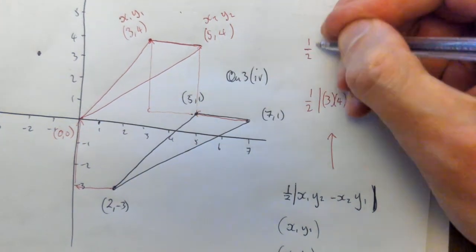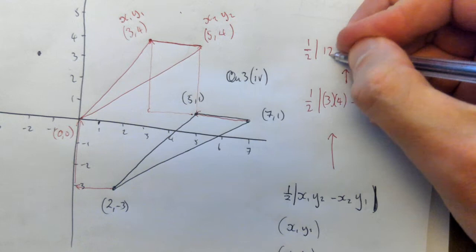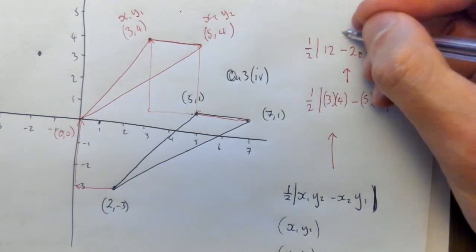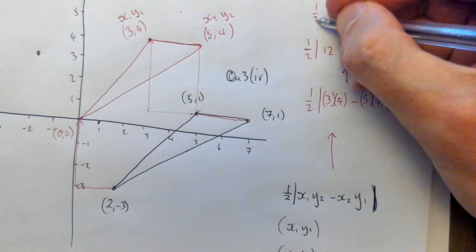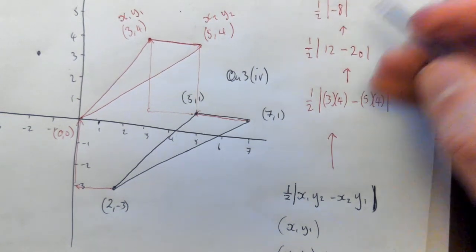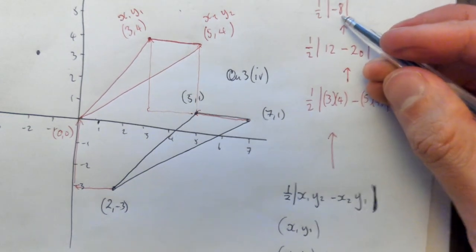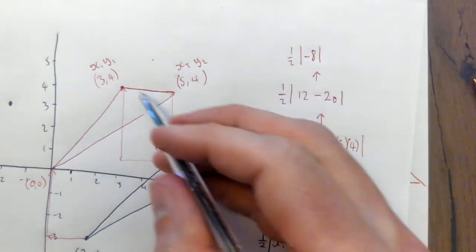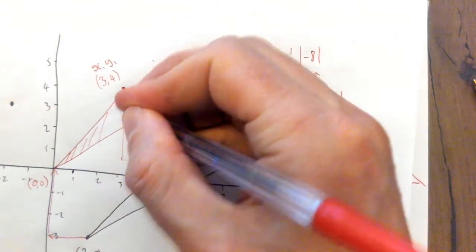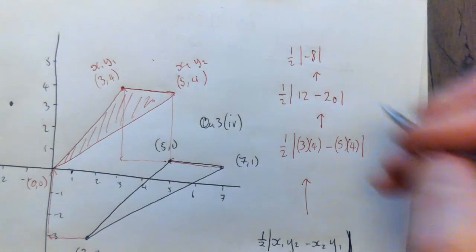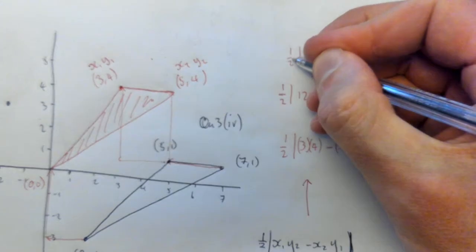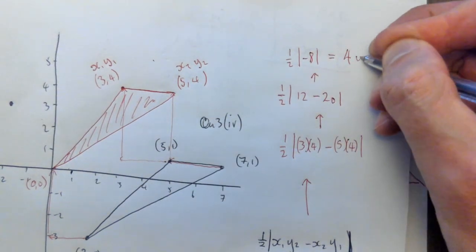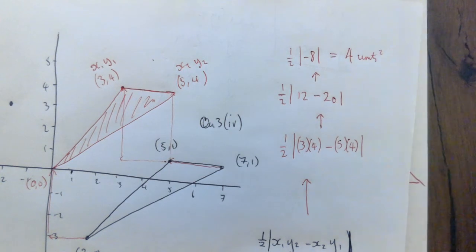So half of 12, 3 times 4 is 12, take away 20, half of minus 8. So we do end up with a negative number inside the modulus. We don't panic here. We can't have a negative area. So the area of a triangle, remember, is just the space inside it like that. So all we do is take the positive value, so half of positive 8, which is 4 units squared.